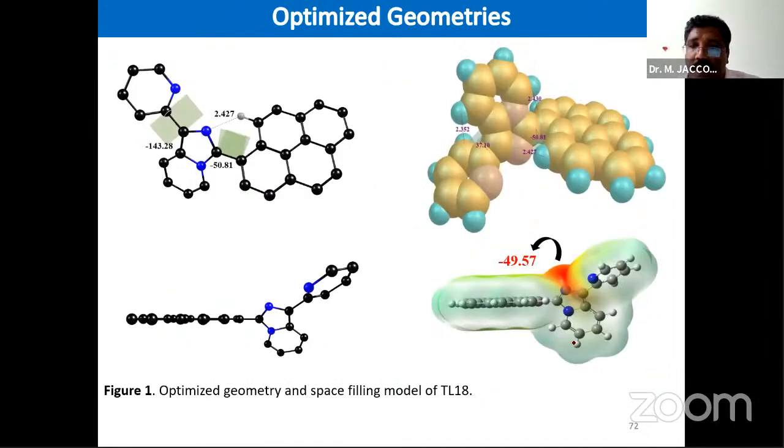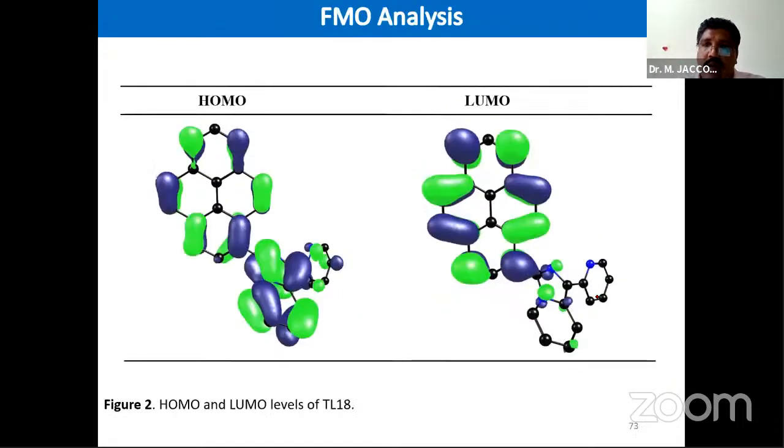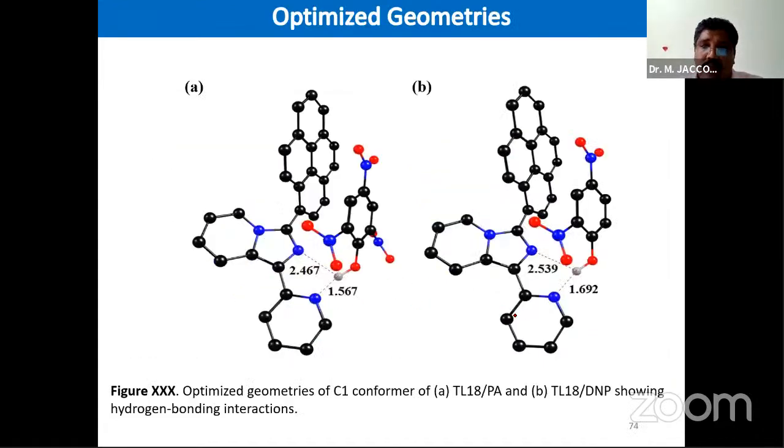Okay, you can see the molecule, the dye molecule. This is exactly ICT nature ultimately. So there will be a HOMO to LUMO, there will be a pi to pi star kind of transition.